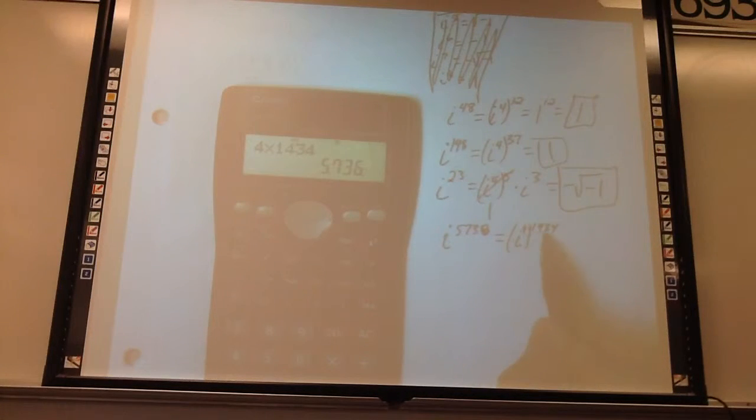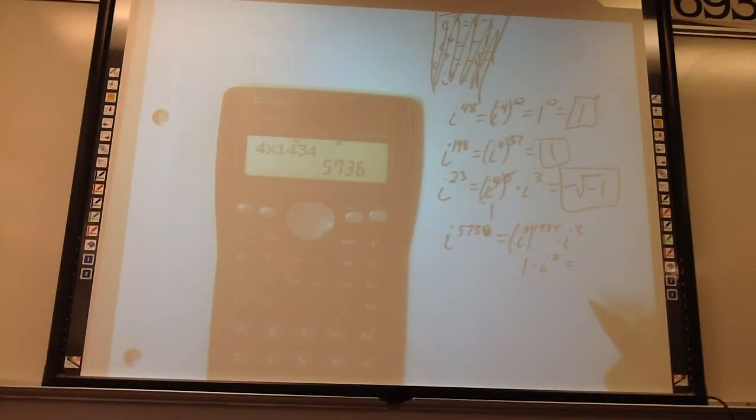I to the 4th to the 1434, I got that by dividing. I just take the whole number part. So then what am I missing here? I squared. Yeah, I need an I squared. So I to the 4th to that, it's just 1. So it's I squared times I squared.